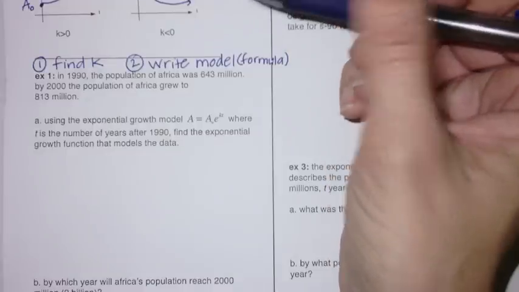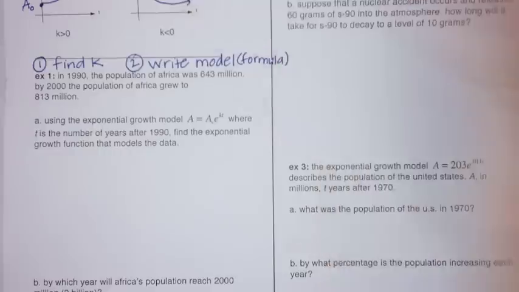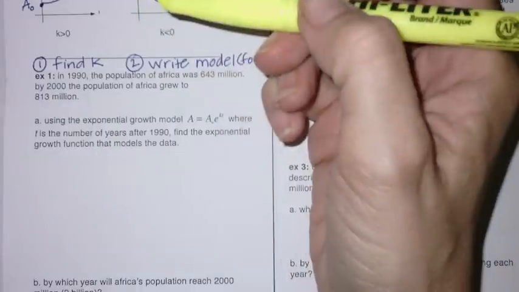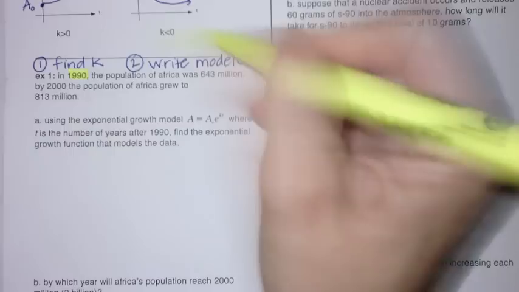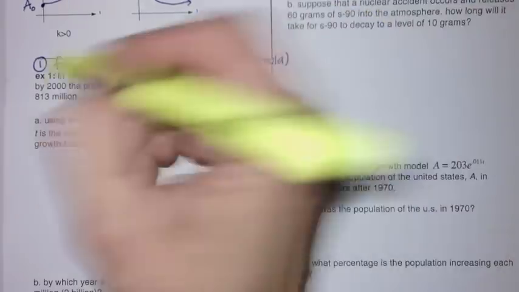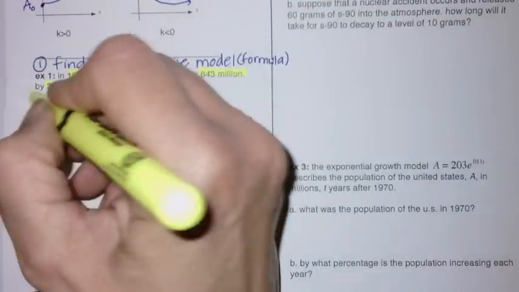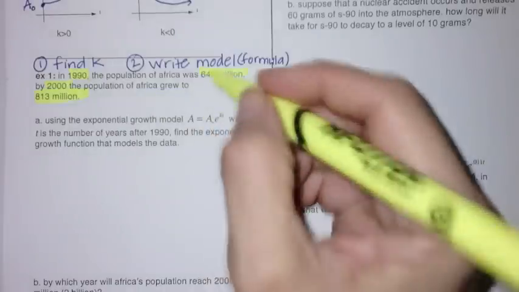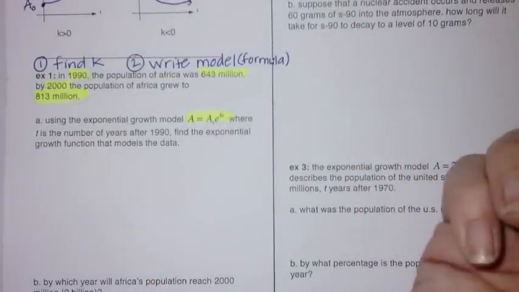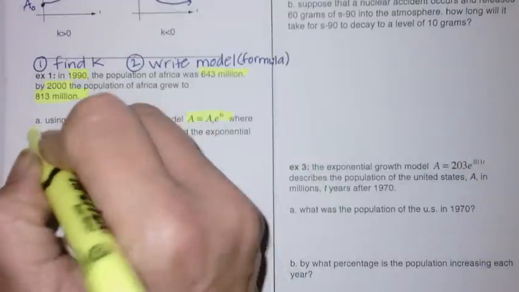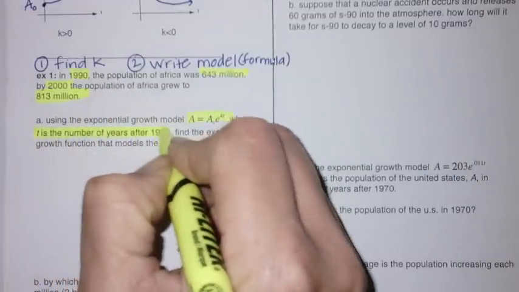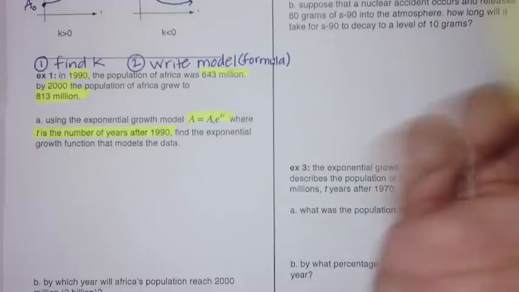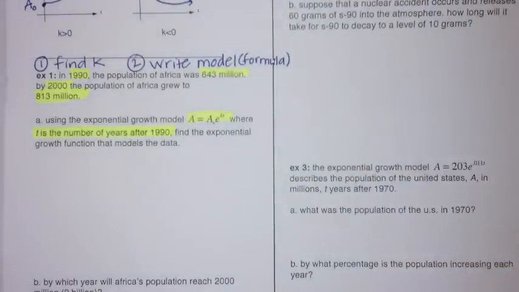One thing I do want to caution you about is making sure you read your questions really carefully. We talked about using a highlighter, so I'll go ahead and model that for you guys right now. In 1990, the population of Africa was 643 million. By 2000, the population of Africa grew to 813 million. Using the exponential growth model, A equals A naught e to the kt, where t is the number of years after 1990. So it's not just the year, it's the number of years after 1990. Find the exponential growth function that models the data.